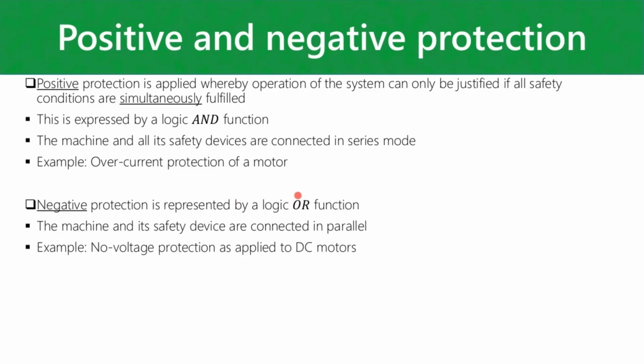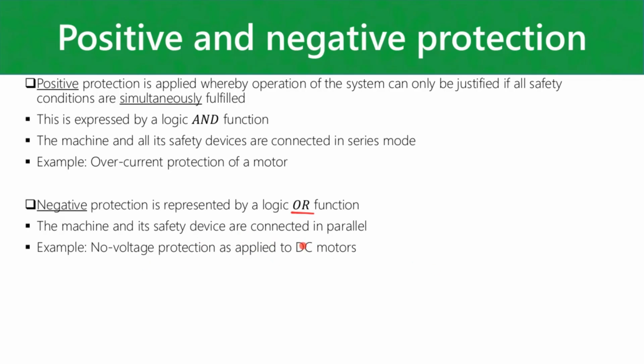Negative protection, on the other hand, can be described with a logic OR function. Basically, what that means is that with negative protection, not all the safety devices need to be in place, and they're essentially connected in parallel. An example of this would be your no voltage protection in the case of DC motors.